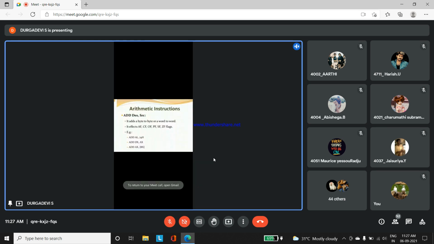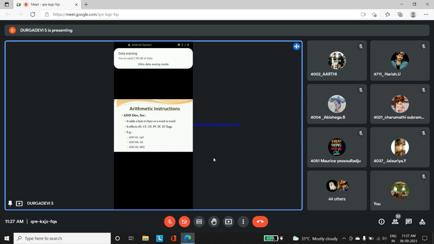Totally we have 9 flags. Six of them are conditional flags: zero flag, carry, and so on. The other 3, trap, directional and the like, are flags we are not going to use in the program.